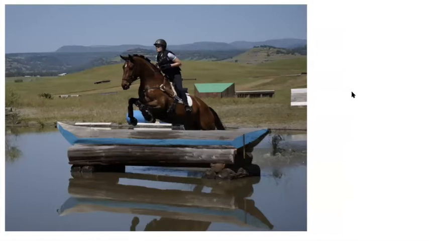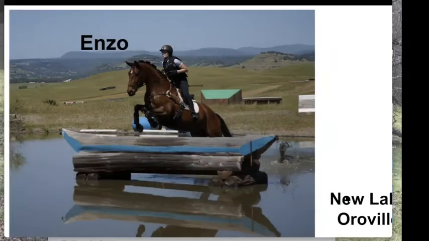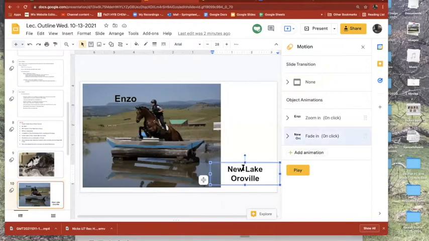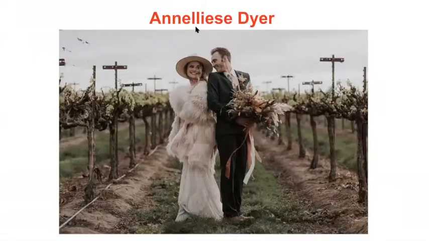And here she is. That's Enzo. I don't know if Enzo's male or female, but there's our student of the week, which this is a course near Lake Oroville. There's Enzo. Enzo's got a sweet mane. Look at how precise that mane is. It's pretty cool. And our student of the week is Annalise Dyer. Let's give a round of applause to Annalise.